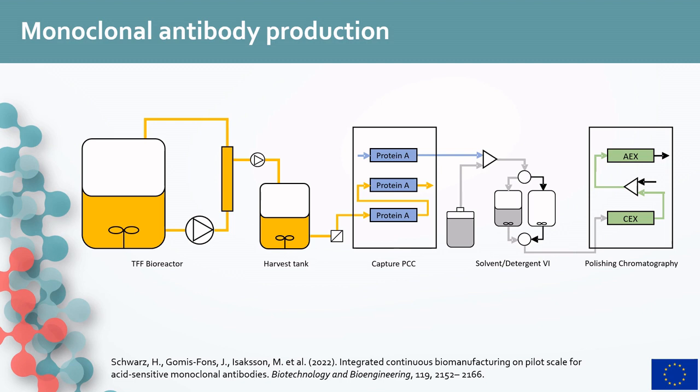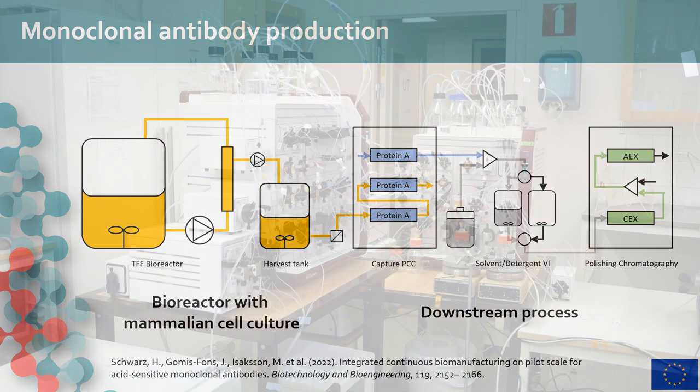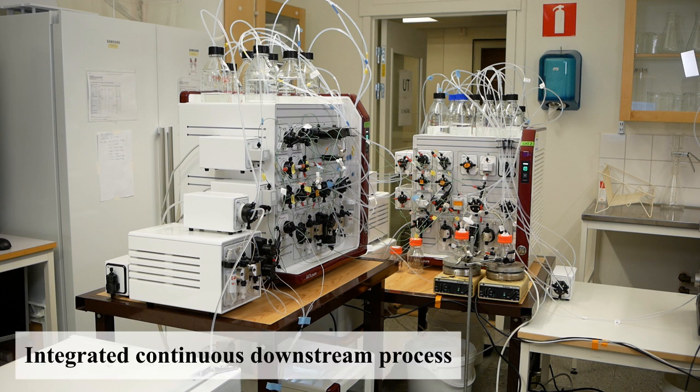Monoclonal antibodies are typically produced in mammalian cell cultures and afterwards purified through a series of unit operations. The purification process is called the downstream process. Here we see a lab-scale setup of an integrated continuous downstream process for monoclonal antibody purification.